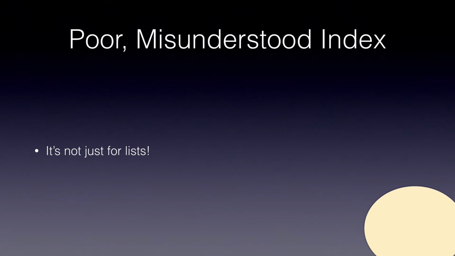Poor misunderstood index. It's not just for lists. Lots of people who are used to index in the sense of the web expect the index page to be for your list, especially if you're coming from maybe Rails or something where the index of your resource is always a collection. But the index route is really just the initial state in the Ember router.